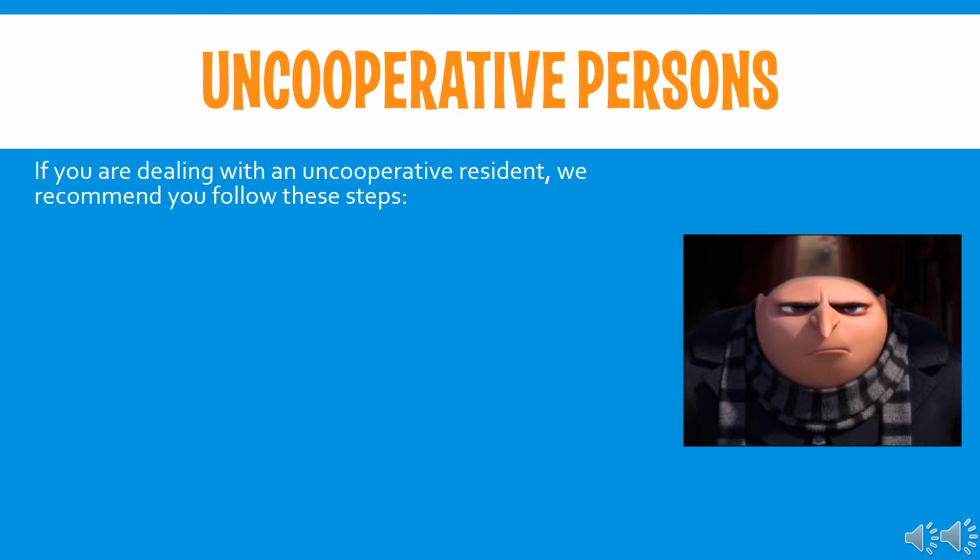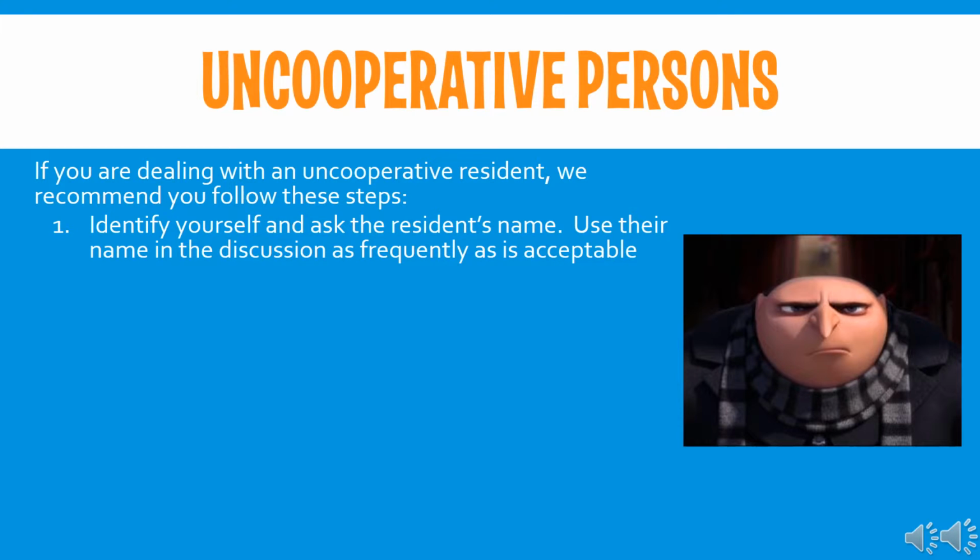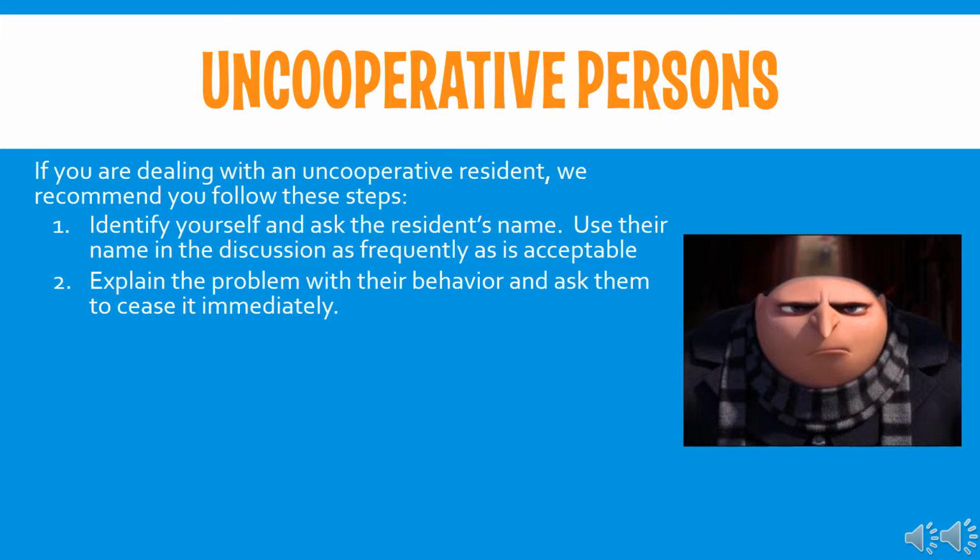If you are dealing with an uncooperative resident, we recommend you follow these steps. Identify yourself, and if you don't know it, ask the resident's name. Use their name in the discussion as frequently as it is acceptable. Explain the problem with their behavior and ask them to cease it immediately. Explain how this problem does not have to be blown out of proportion if they are willing to cooperate.